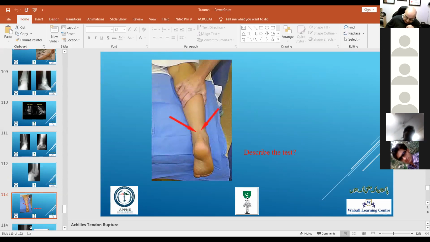Sir, after history and examination, sir, I will do the squeeze test. So you've done a squeeze test, positive. X-ray, sir? You don't need an X-ray. You will need to do an ultrasound. Either you do the squeeze test or you do the ultrasound. So that has told you that the person has got a problem. What are you going to do next then?